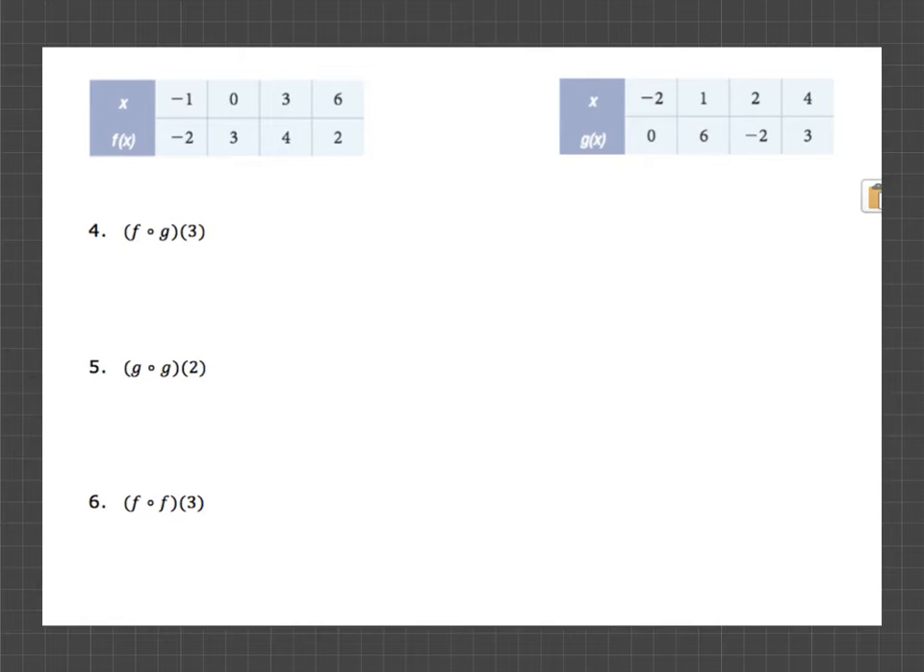Okay, so for number 4, we want f of g of 3. So we are first going to look at the table for g, and we go over to where g is 3. Well, it never equals 3. So there is no number we can put in there. So what we say is this does not exist. It's not possible because 3 is not in the domain of g.